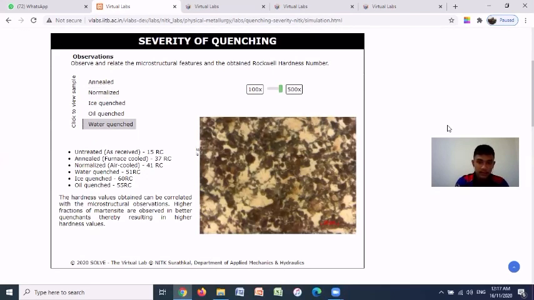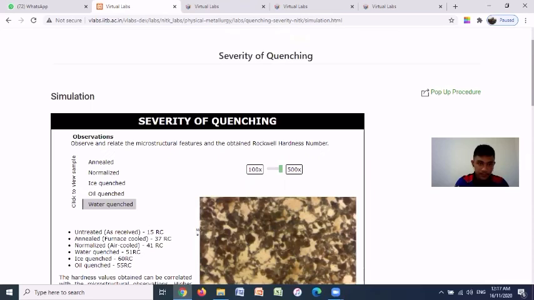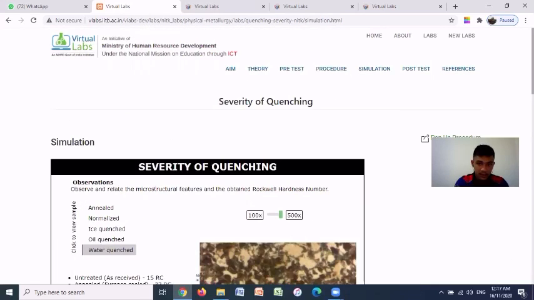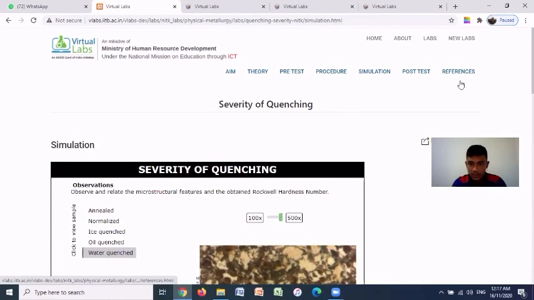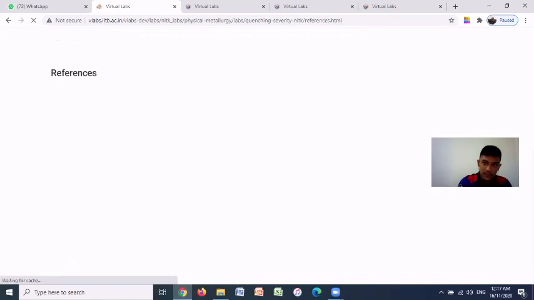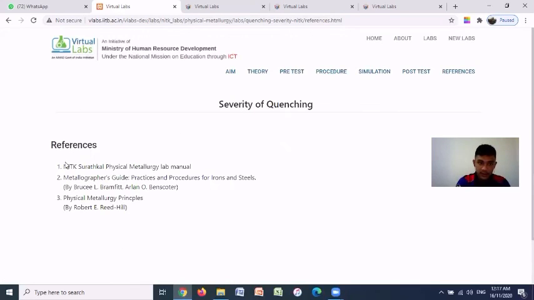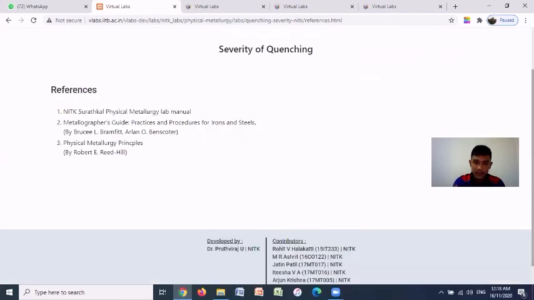So siaplah kita punya eksperimen kunci juga. Alright. So kita terus ke reference. Reference NTK Physical Metallurgy Lab Manual. Metallographer's Guide, Practice and Procedure for Iron and Steel by Bruce L. Bramfitt and Arlan O. Benscoter. Physical Metallurgy Principles by Robert E. Reed-Hill. Alright.